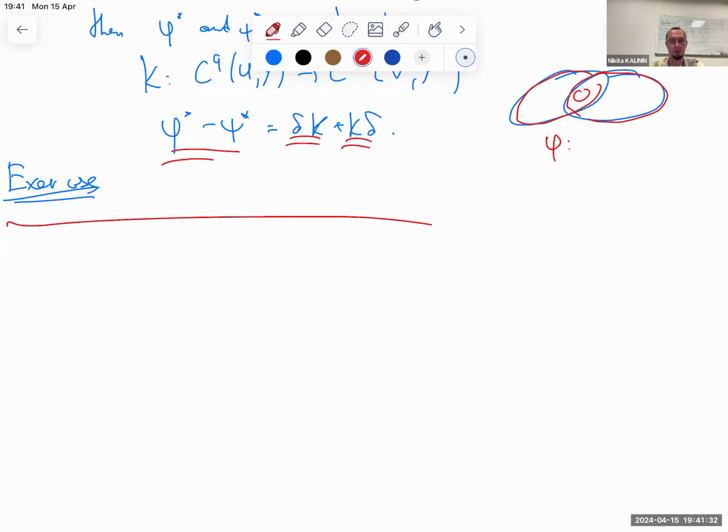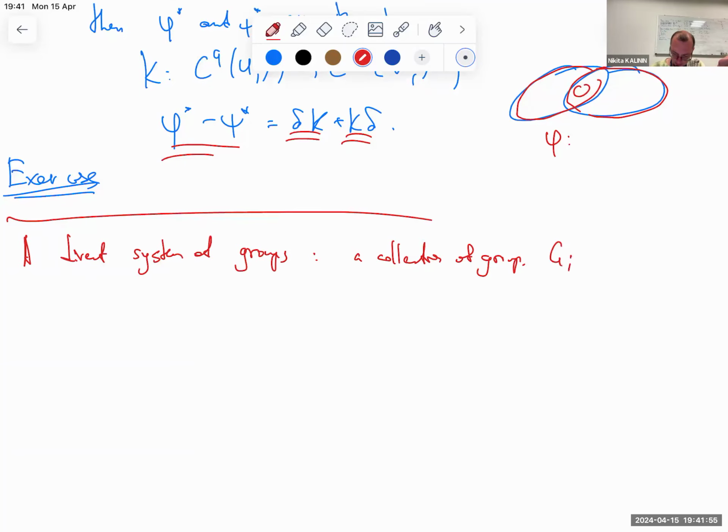So to do that, there is a notion of direct system. So a direct system of groups is the following thing. That's a collection of groups, for example, indexed by a directed set. So G_i, where i belongs to I, that's a directed set.